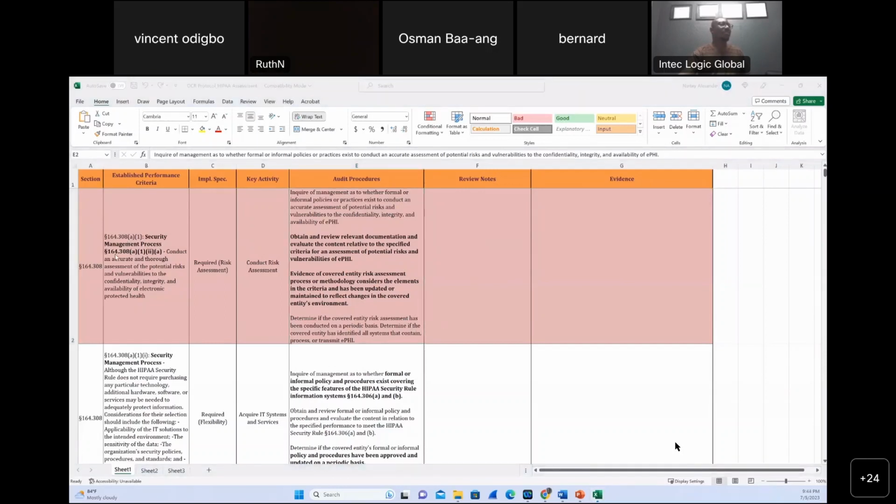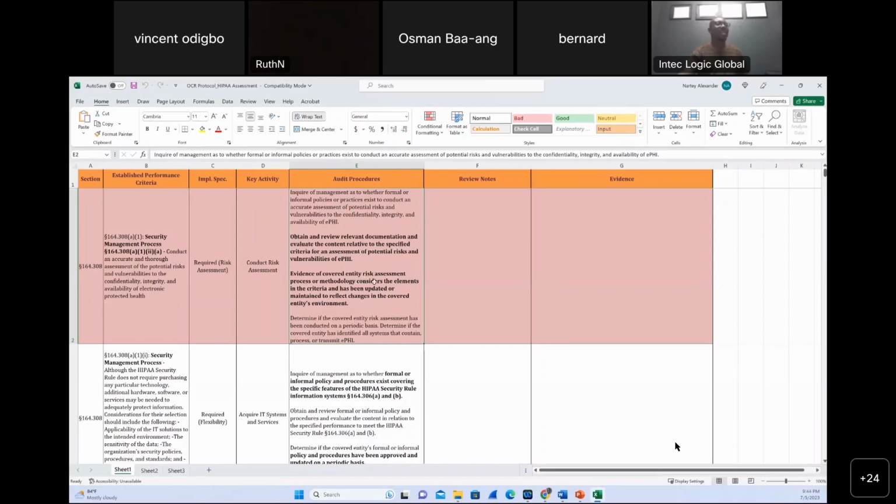HIPAA security management process. Inquire of management as to whether formal or informal policies practice exist to conduct accurate assessment of potential risk and vulnerabilities to confidentiality, and so on. Then here they give you implementation guidance, audit procedure: obtain and review relevant documentation, and evaluate the content relative to specified criteria for an assessment of potential risk and vulnerability.